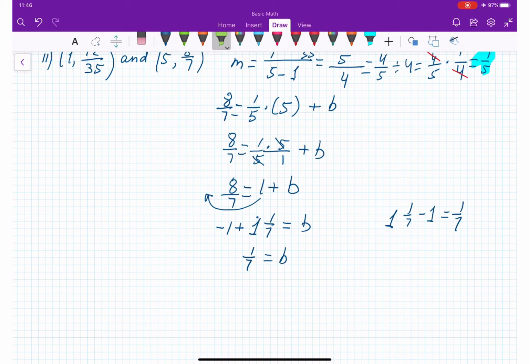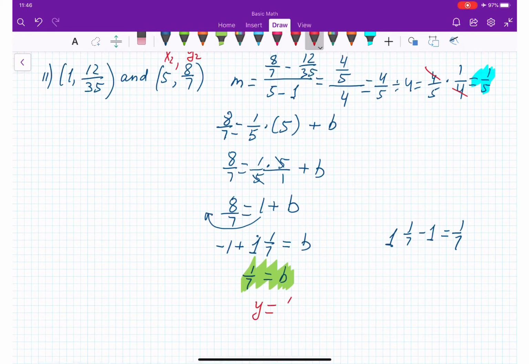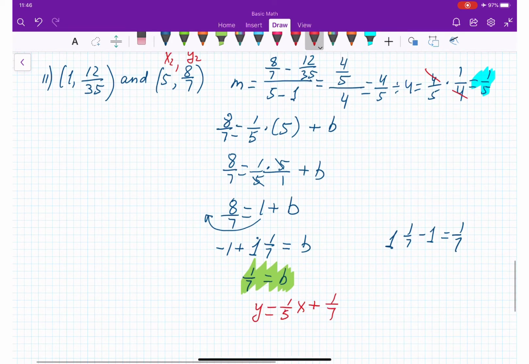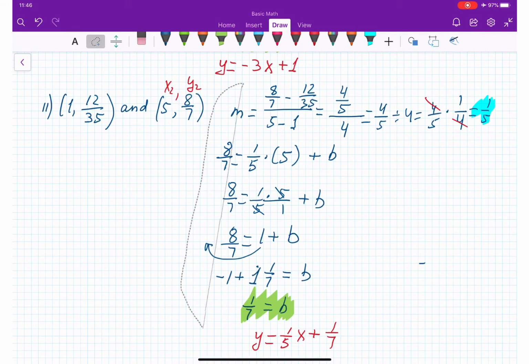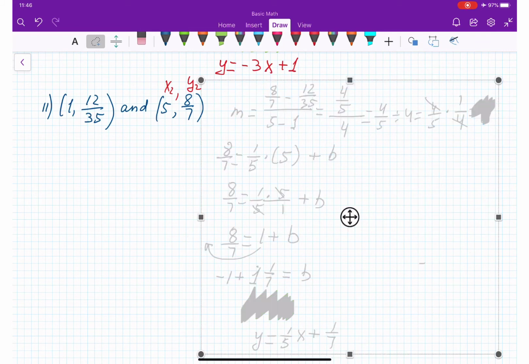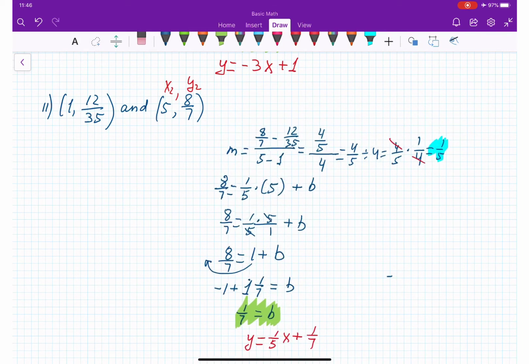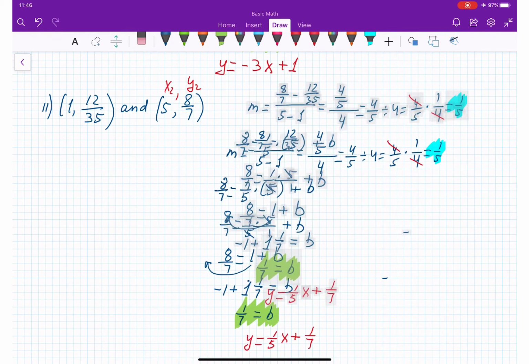This is our y-intercept. So the equation is looking like this: our slope is 1/5 x plus 1 over 7. All right. So let me shrink a little bit. We spread it too much. Okay, much better like that.